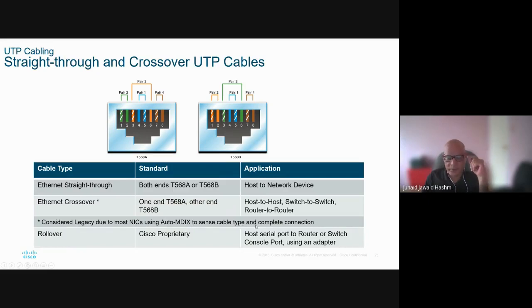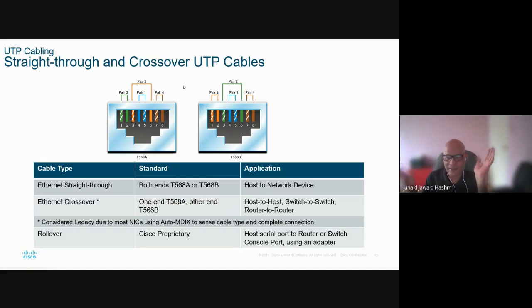So in the newer devices, it probably doesn't make a difference whether you use a straight through or a crossover cable. But as a network technician, you should always have both a straight through and a crossover cable in case you're configuring a device that does not have auto MDIX. Okay. Now, what's the difference? So that's the difference between a straight through and crossover.